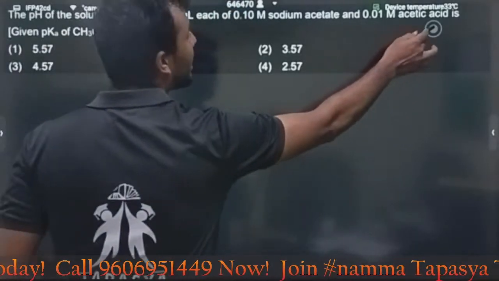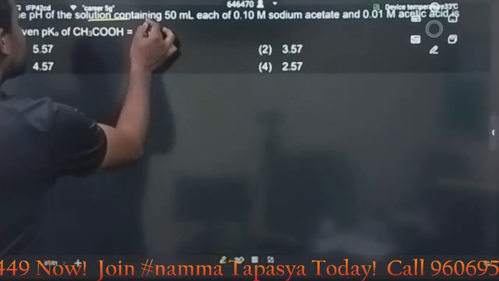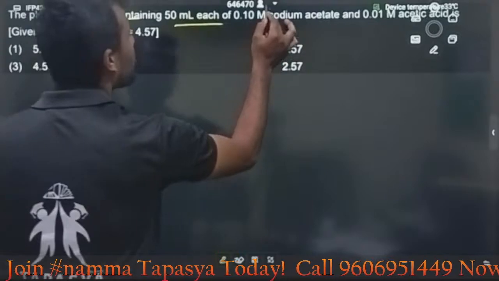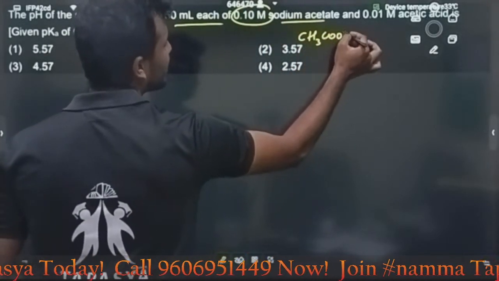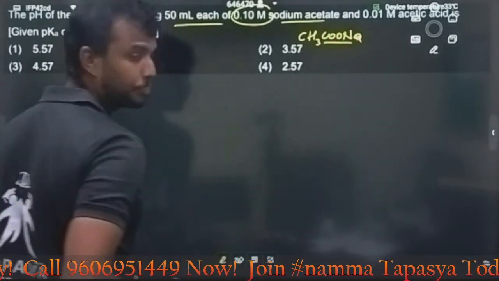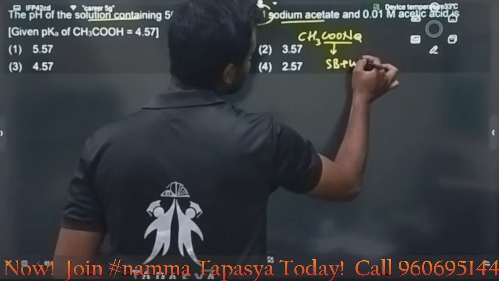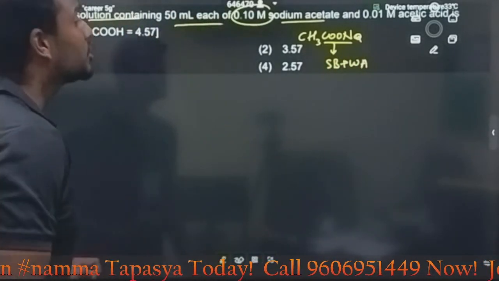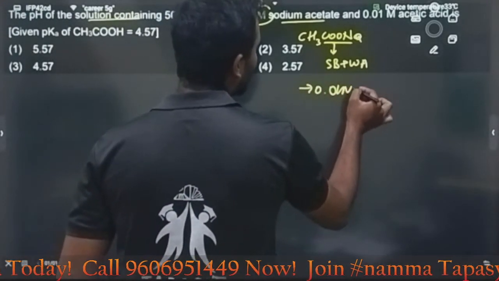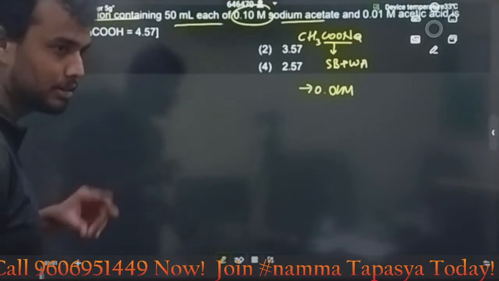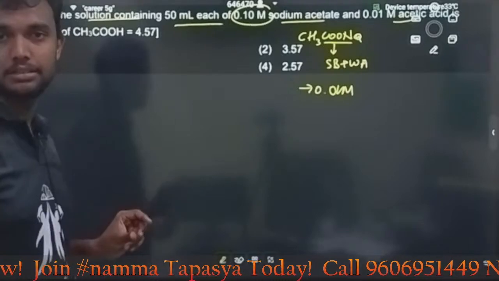The question is very simple, my dear student. By using the question only you can identify. We need to calculate the pH of the solution containing 50 ml of 0.1 molar sodium acetate, CH3COONa. It is the salt of a strong base and a weak acid. And also 0.01 molar acetic acid. My dear students, look here, everyone. Acetic acid is a weak acid.